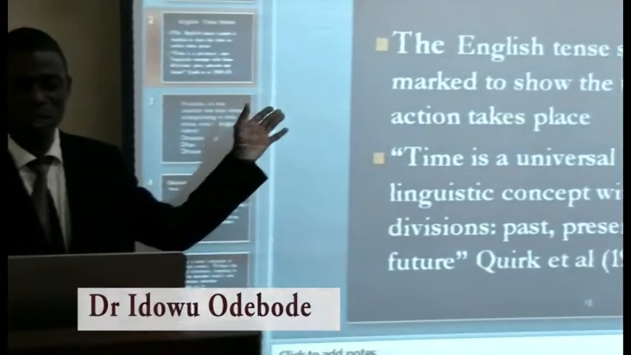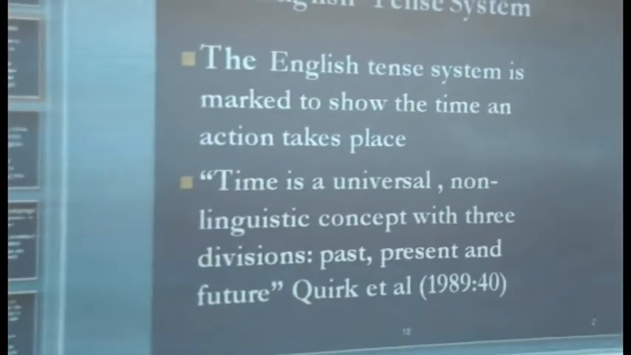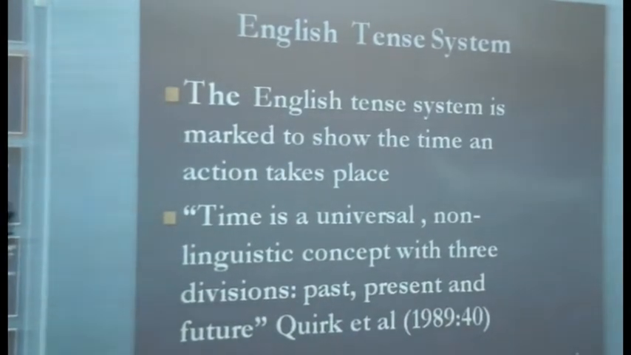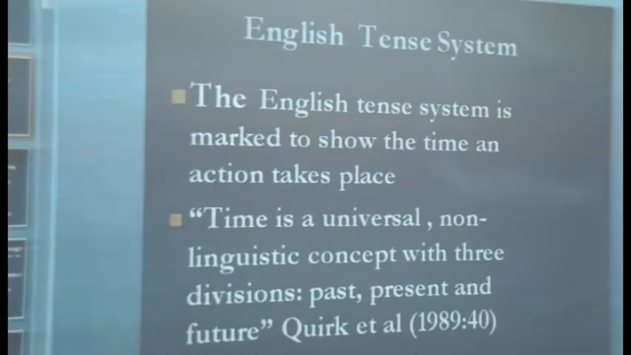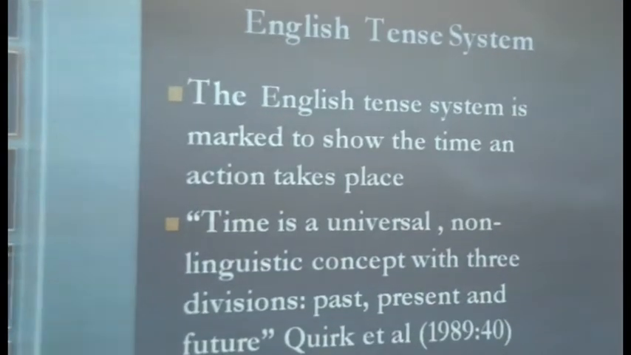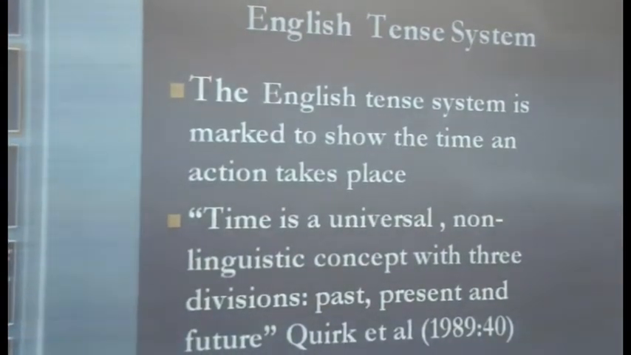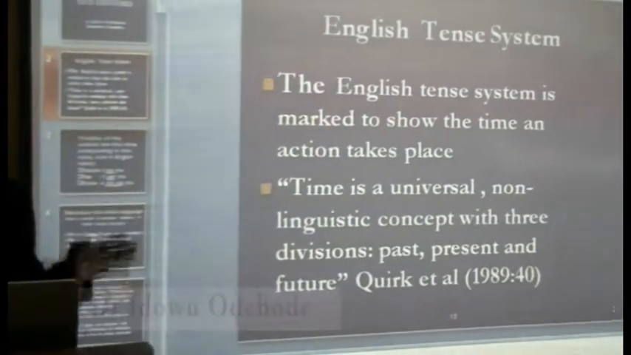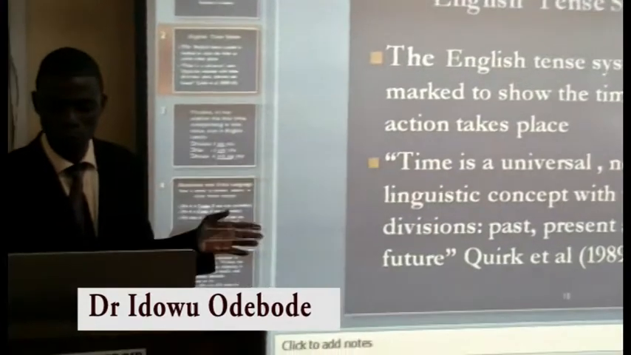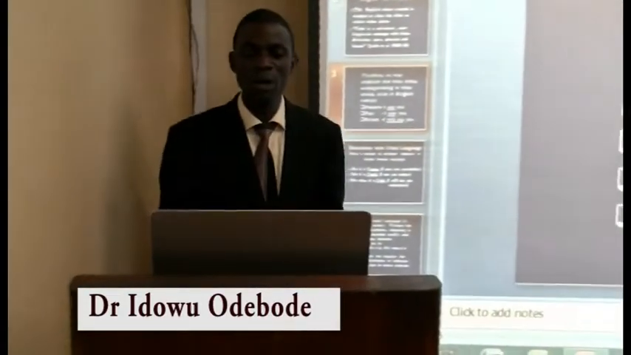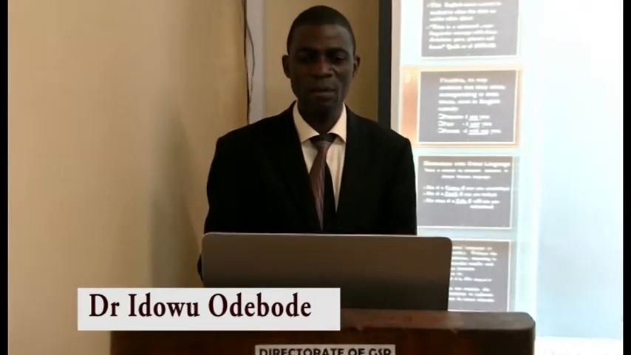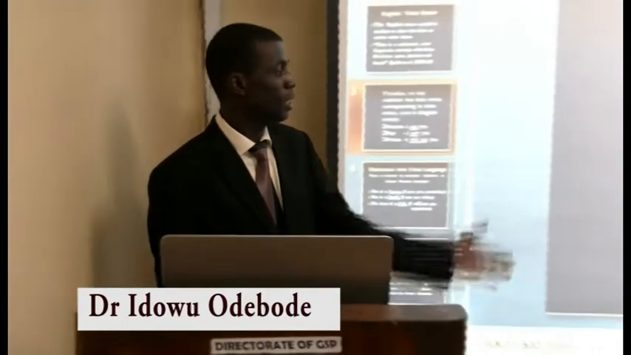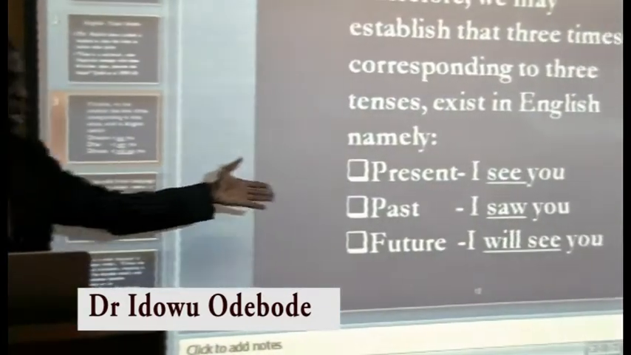And as displayed on the board, the English tense system is marked to show that time and action takes place. And according to Randolph Quirk, time is a universal non-linguistic concept with three divisions: past, present, and future. Therefore, we may establish that three times corresponding to three tenses exist in English, namely the present tense, the past tense, and the future tense.